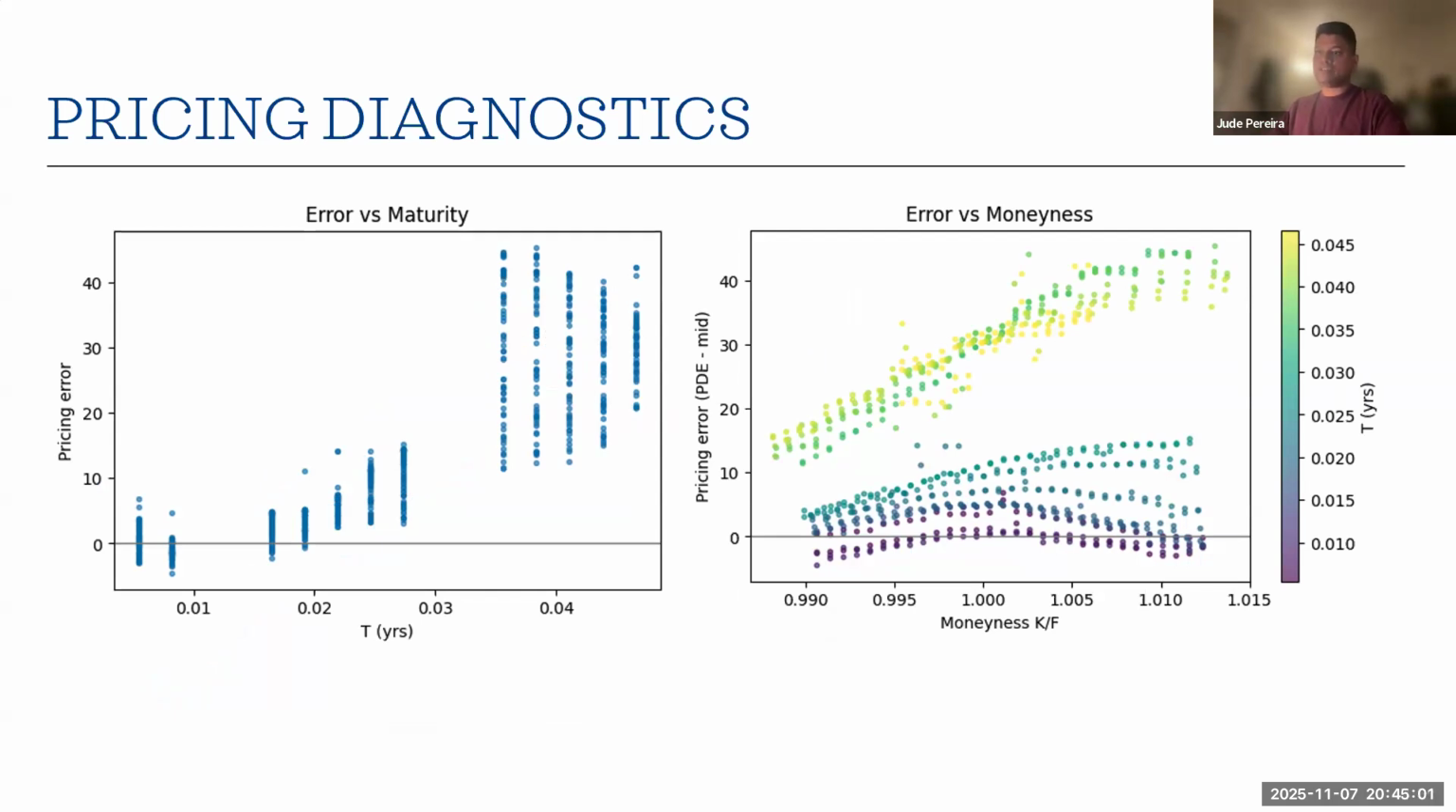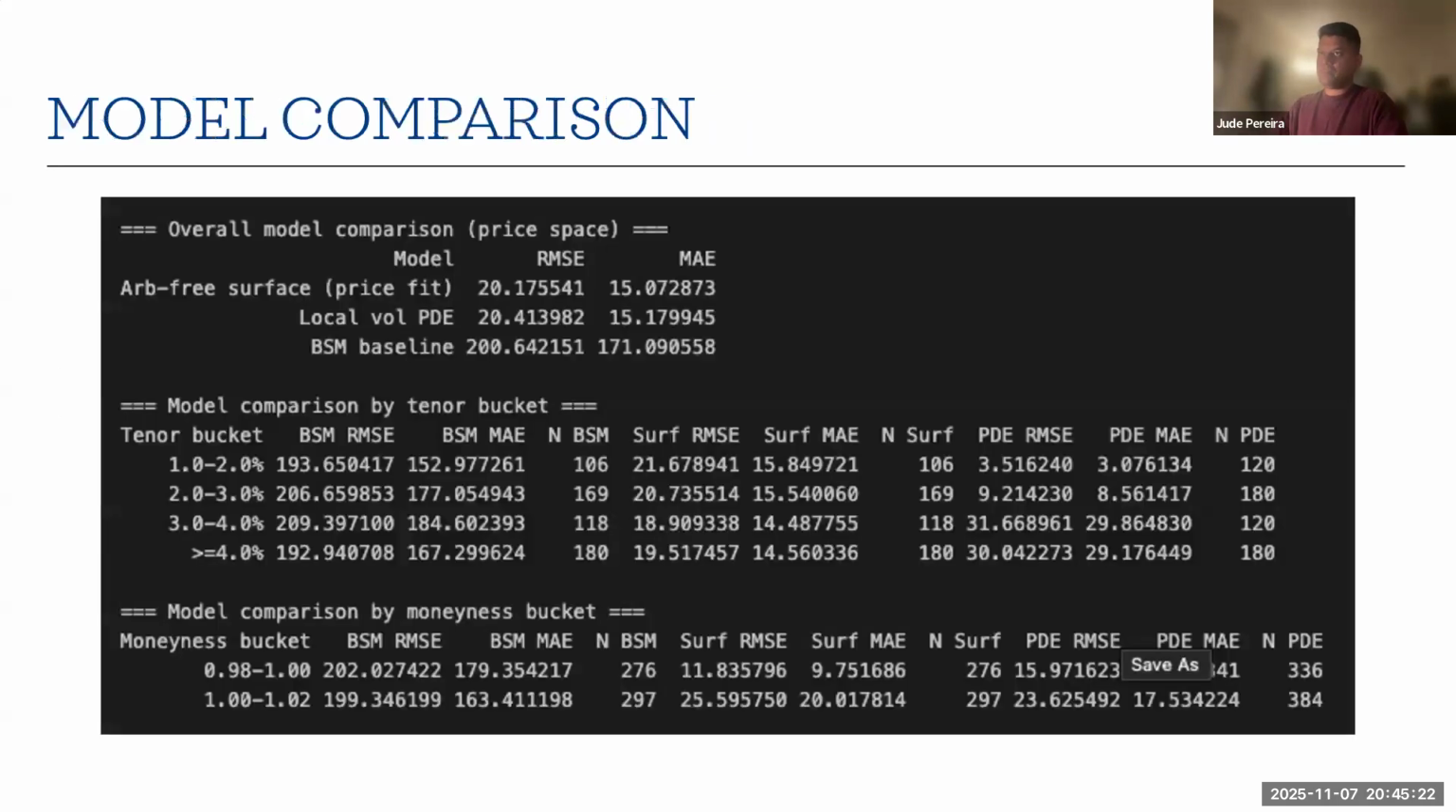We see that the error on average is lower for lower maturities, but it's much larger for larger maturities. We also see that with moneyness, the error more or less stays constant, but the error does seem to increase with moneyness for higher maturity options.